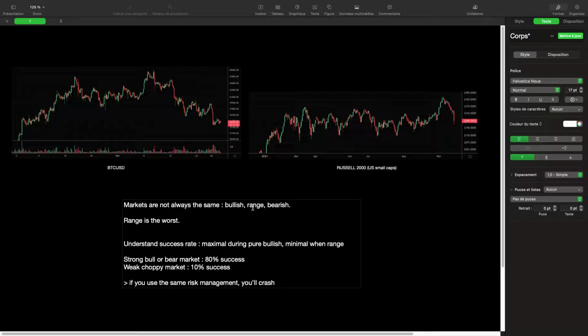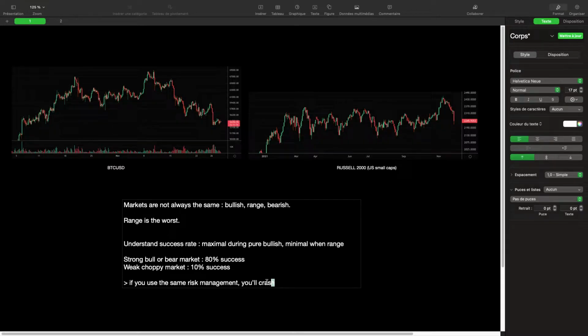The problem with range markets is the success rate of your trades. The success rate is very simple. You take 100 trades, how many end up becoming wins and how many become losses? A success rate of 80% means that out of 100 trades, 80 are going to make money. I hope you understand this very simple metric. The success rate is maximal during pure bullish markets and minimal during range markets. To be clear, in a strong bullish or bearish market, if you're a good trader, you can get an 80% success rate, so 80 out of 100 trades make money. During choppy markets, you're going to have a 10% success rate, so 1 out of 10 trades makes money. All the others are just losing money.